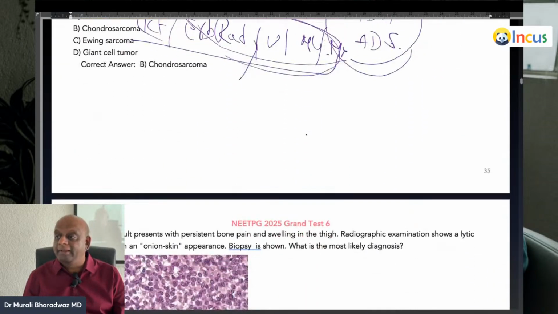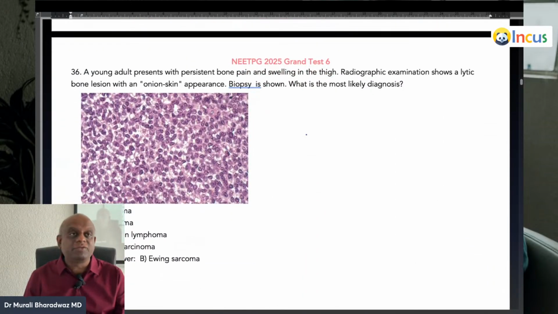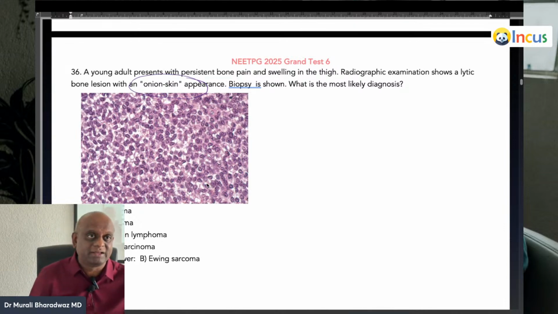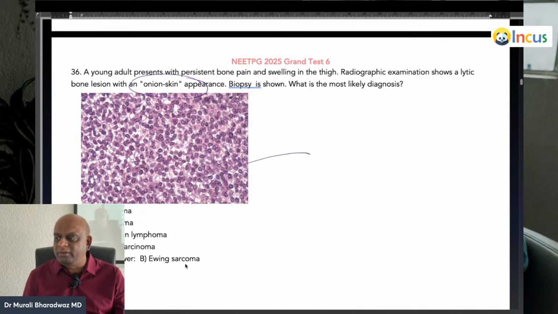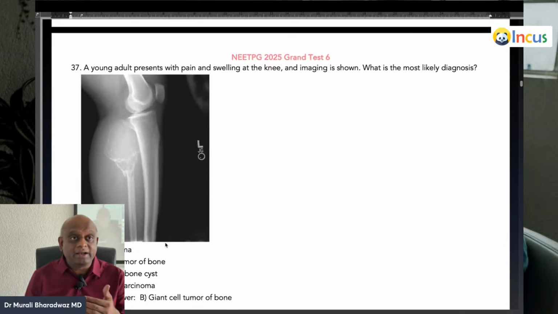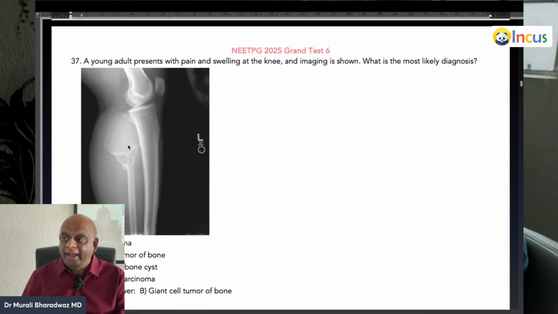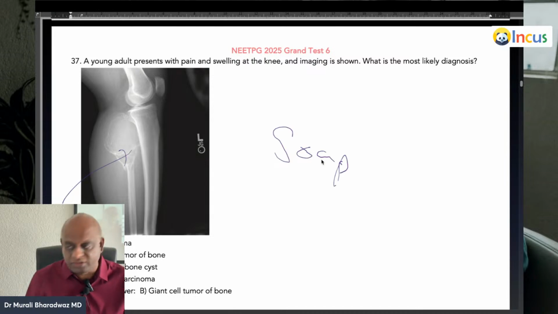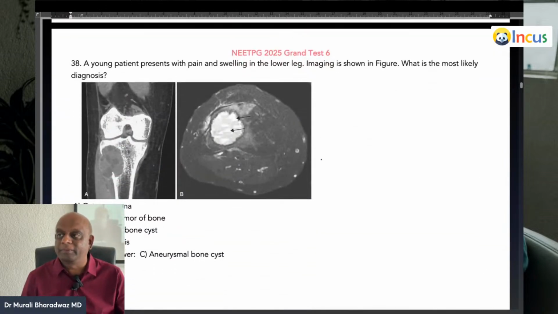Chondrosarcoma, typically. A young adult presents with a persistent bone pain, and the bone lesion has an onion skin appearance, and it is involving the shaft, diaphyseal tumor, which is Ewing sarcoma. A young adult with the pain and swelling at the knee joint, and there is a soap bubble appearance, which is giant cell tumor of the bone.